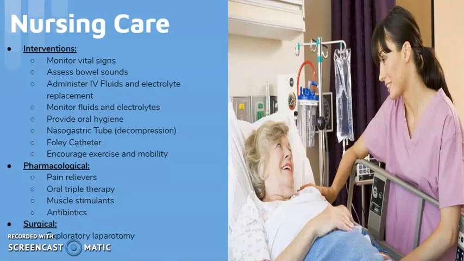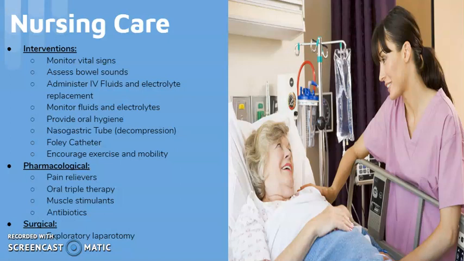Another important intervention is you want to administer IV fluids and electrolyte replacement. Remember that these patients could possibly have fluid and electrolyte imbalances, so that is important to fix and replace. You want to monitor fluids and electrolytes, especially if you're giving them. Provide these patients oral hygiene, especially if they're having emesis. You want to make sure that we're really providing that good oral hygiene for them.